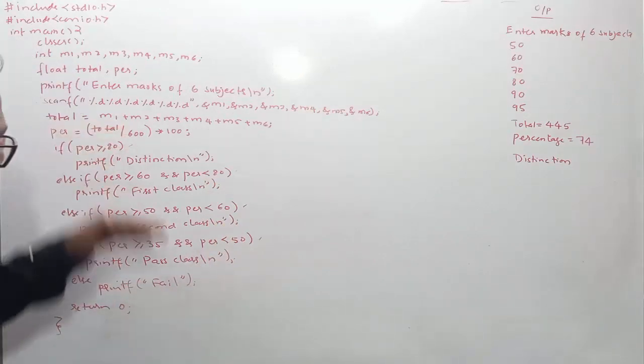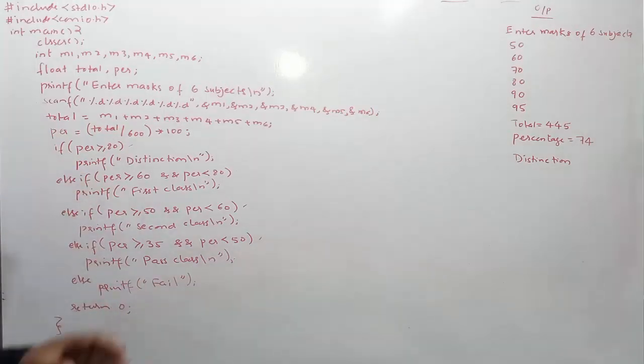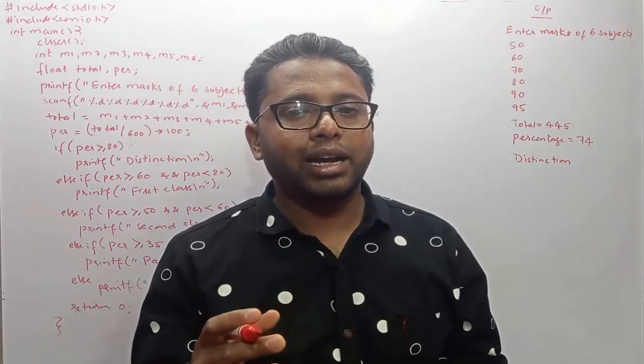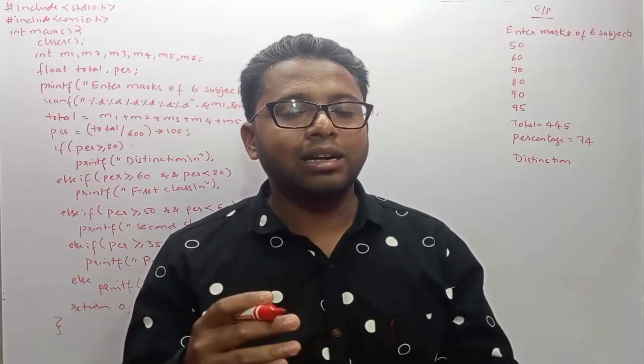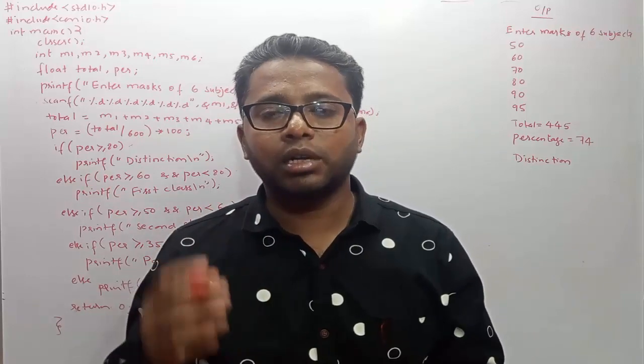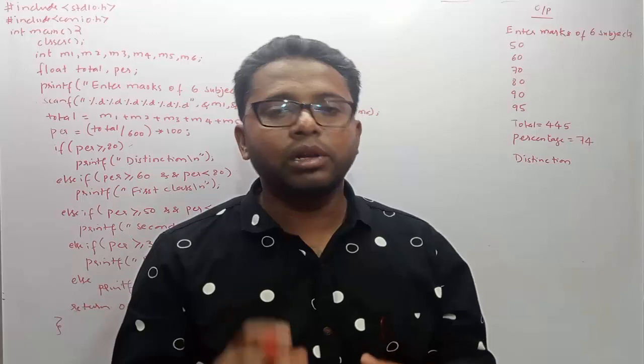So this is how you can use this else if ladder to write a program to make the total of 6 marks, find the percentage and decide whether the student has scored distinction, first class, second class, pass class or fail. I hope you have understood how to write this simple program.